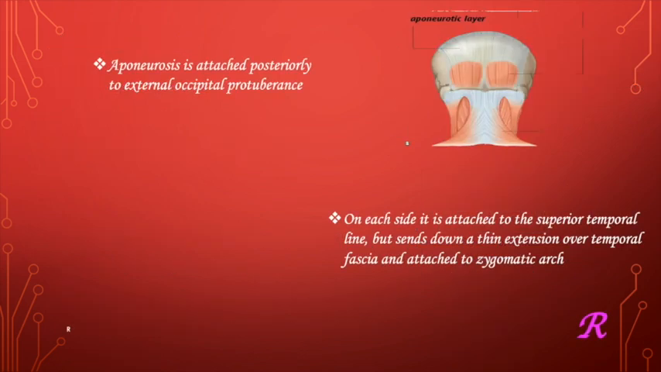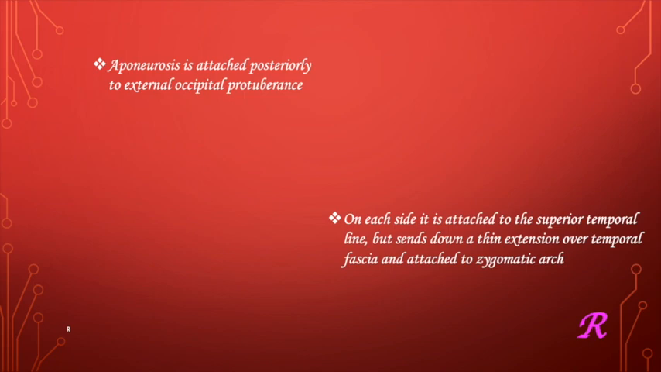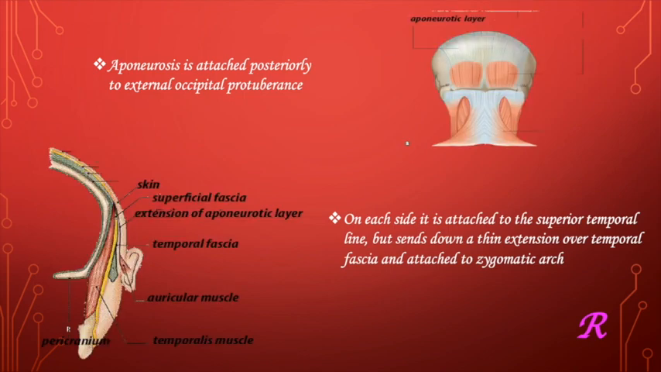Next are the attachments or the boundaries of the aponeurotic layer. Posteriorly, the aponeurotic layer is attached to the external occipital protuberance. Anteriorly, as we told earlier, it is attached to the skin of the forehead, or the boundary is the skin of the forehead. On each side, it is attached to the superior temporal lines.